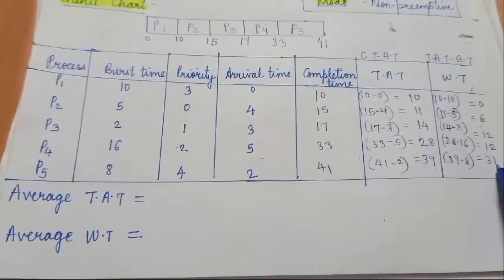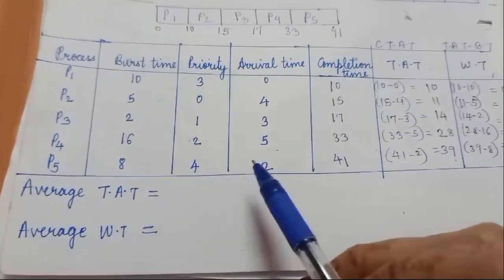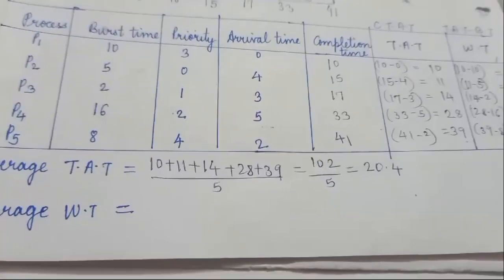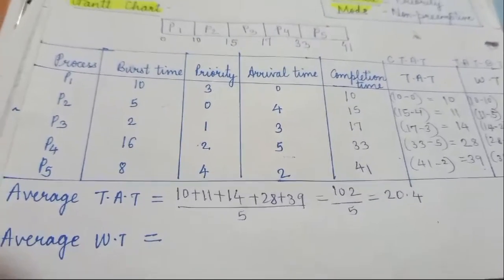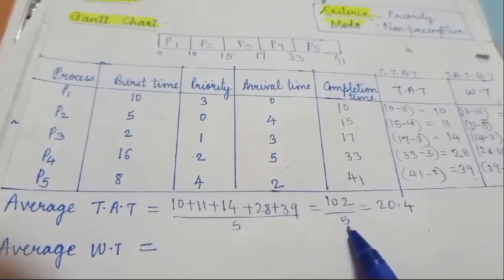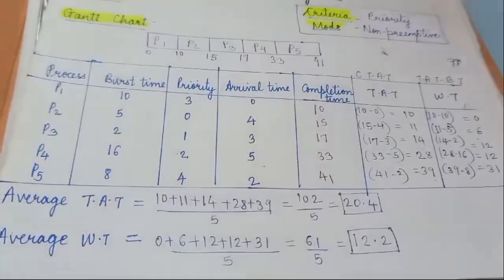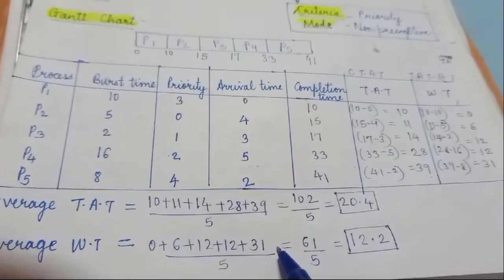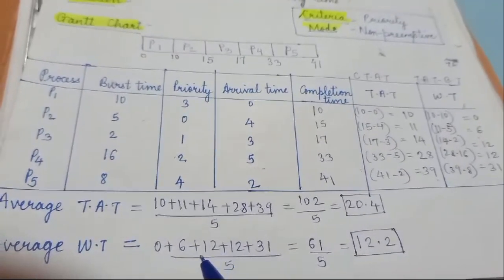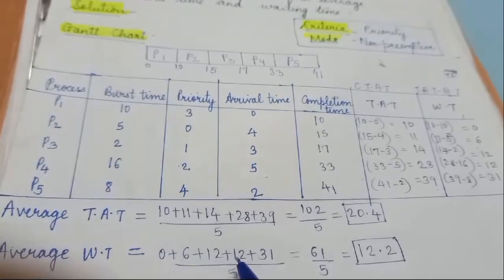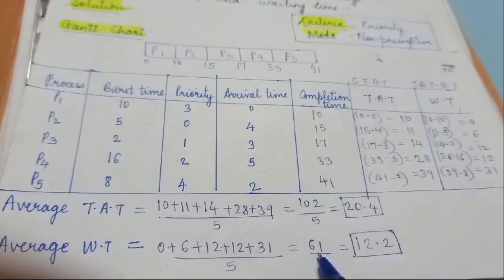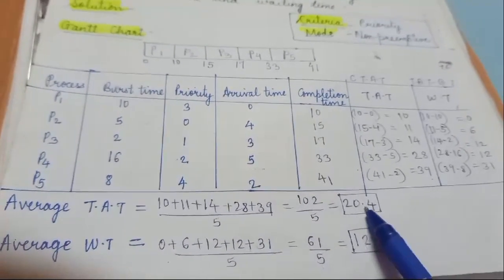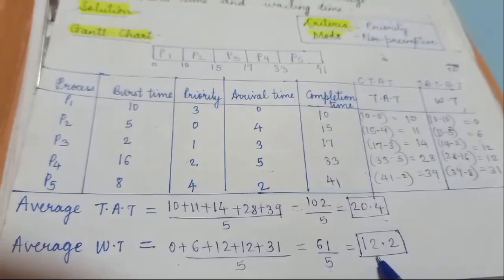Now let's find the average times. For the average turnaround time, we'll add all the values: 10 plus 11 plus 14 plus 28 plus 39. After adding all the values, we get 102, divided by 5 is 20.4. To find the average waiting time, add all the values: 0 plus 6 plus 12 plus 12 plus 31 gives 61, and dividing by the number of processes gives 12.2. So the final answer is 20.4 turnaround time and 12.2 waiting time.